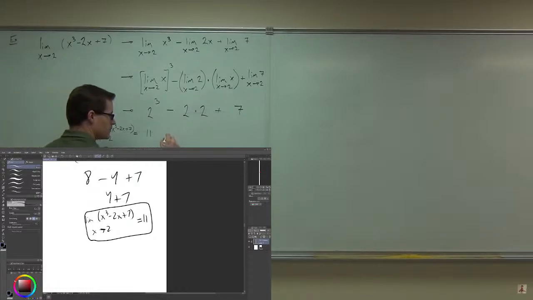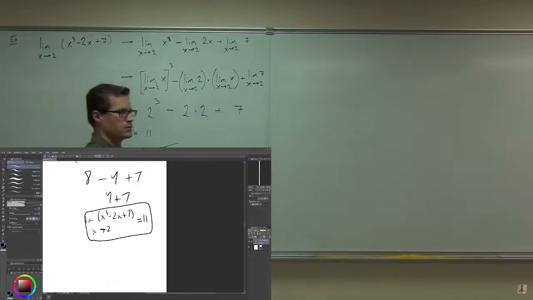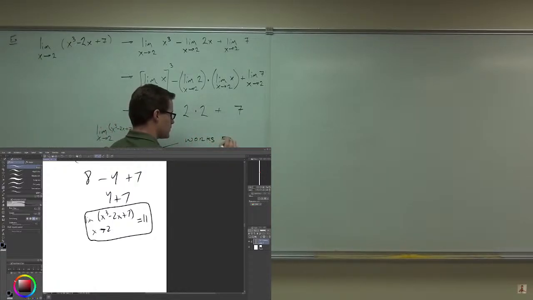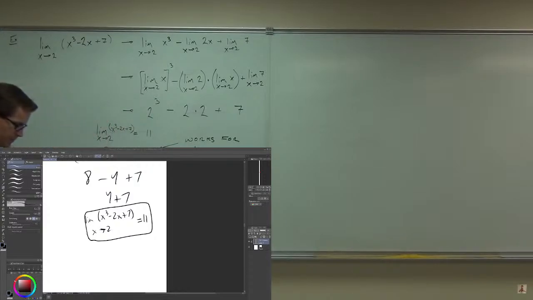Is point a always given? Oh yeah. It'll always be given initially. Yes, this number is always given to you. It has to be given. Works for any polynomial.